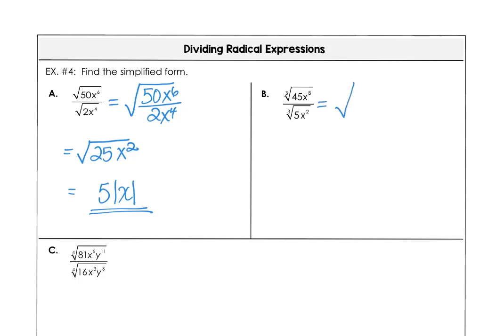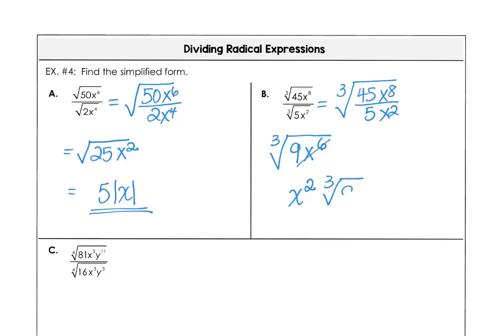In example B, combining those two radicals into one radical, 45x to the 8th divided by 5x squared can be simplified as 5 dividing 45 9 times, and x to the 8th over x to the 2nd is x to the 6th. And this could simplify down to x squared, and the cube root of 9 cannot be simplified, so that's got to remain behind under the radical, and we have x squared times the cube root of 9.